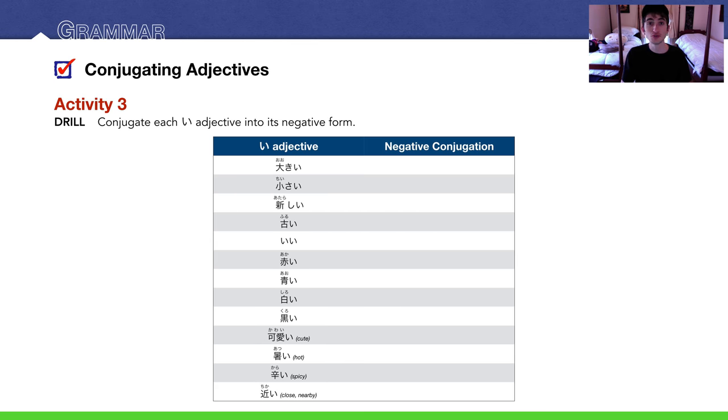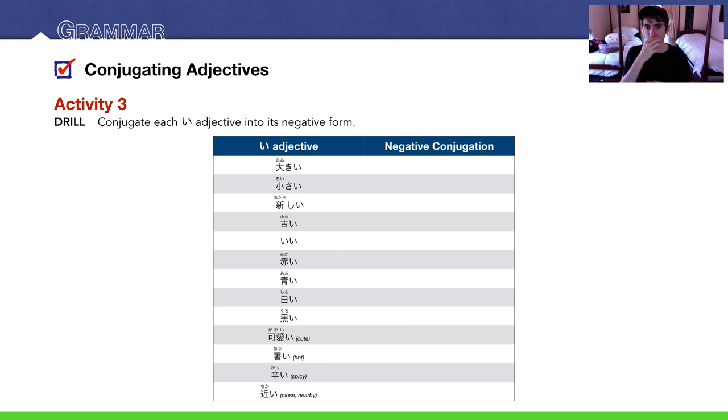Activity three, let's do a drill. In this drill, you're going to take all these e adjectives and just conjugate them into their negative forms. And there are some here at the bottom that you've never seen, you haven't been introduced, you don't have to know them. I just threw them in here for extra practice. So pause the video, try it on your own. I'm just going to spit them out really quick because this is a drill.